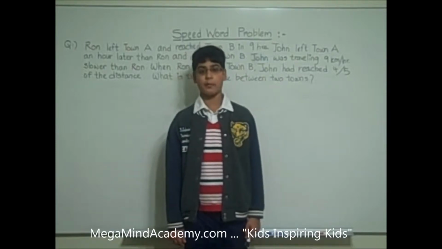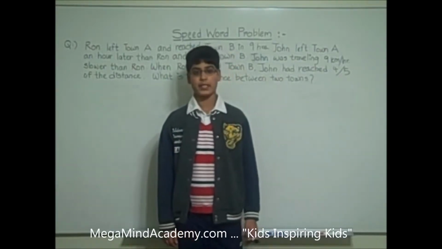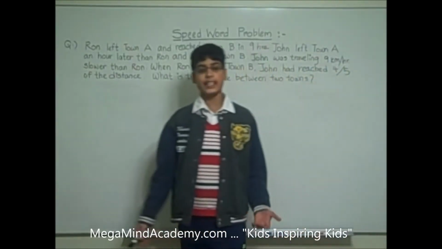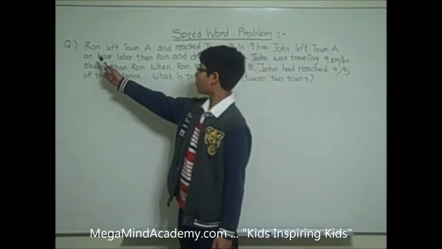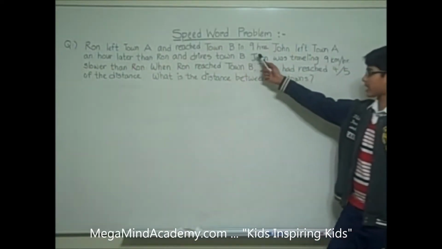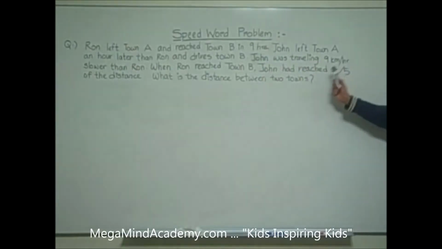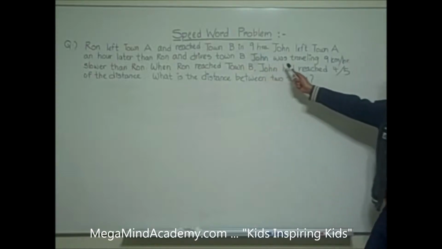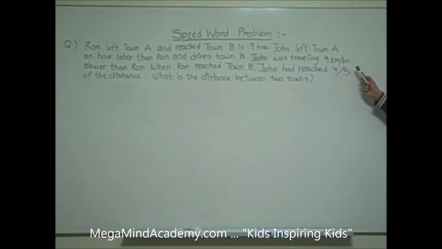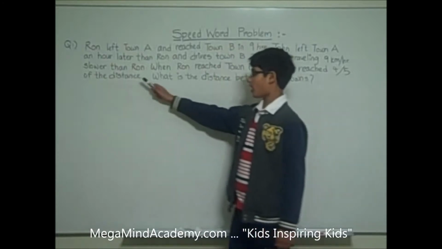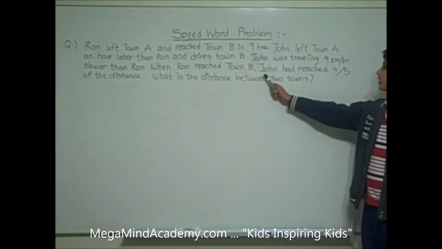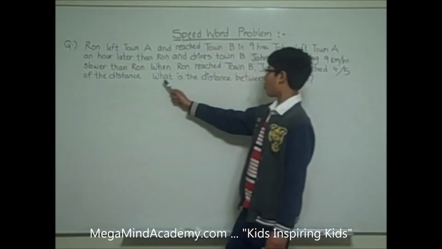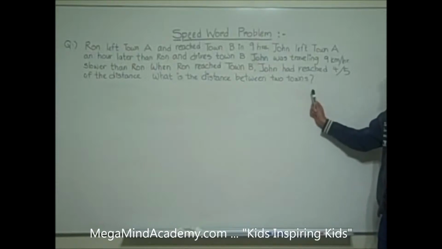Today we're going to learn about speed word problems. Let's say we have a problem like this: Ron left town A and reached town B in 9 hours. John left town A an hour later than Ron and drives towards town B. John was traveling at a speed of 9 kilometers per hour slower than Ron. When Ron reached town B, John had reached 4/5 of the distance. What is the distance between the two towns?